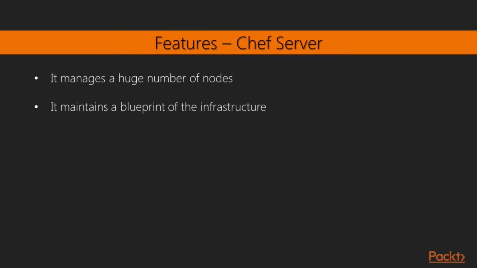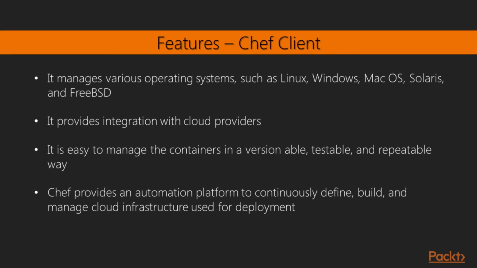Features. There are some important features of the Chef configuration management tool. The Chef server. It manages a huge number of nodes. It maintains a blueprint of the infrastructure. The Chef client. It manages various operating systems such as Linux, Windows, Mac OS, Solaris, and FreeBSD. It provides integration with cloud providers. It is easy to manage the containers in a versionable, testable, and repeatable way.